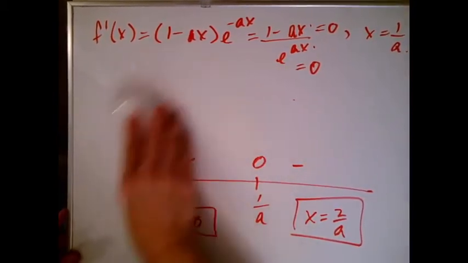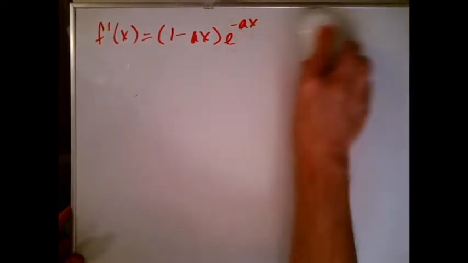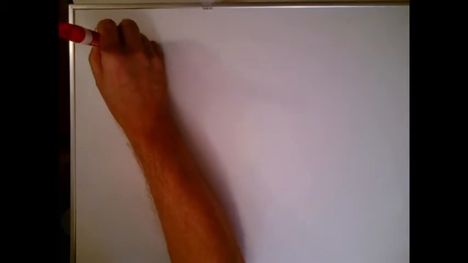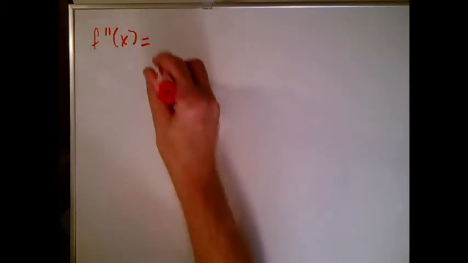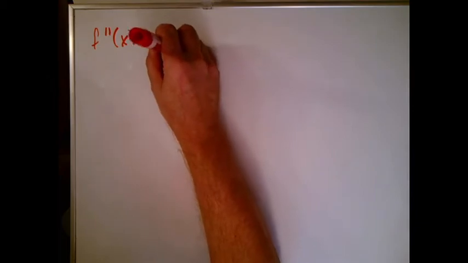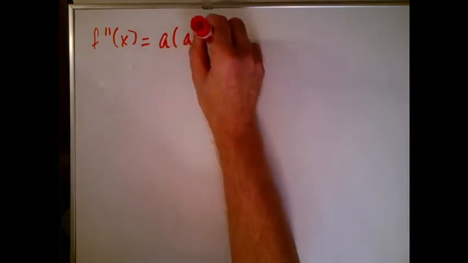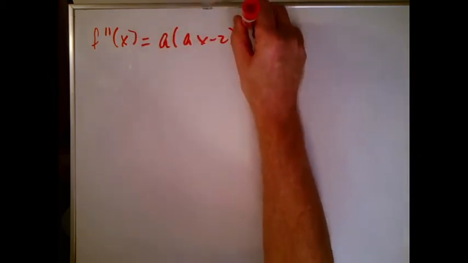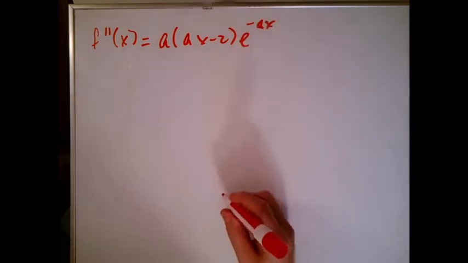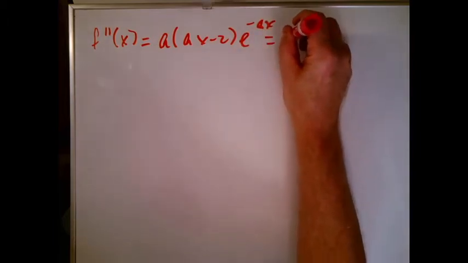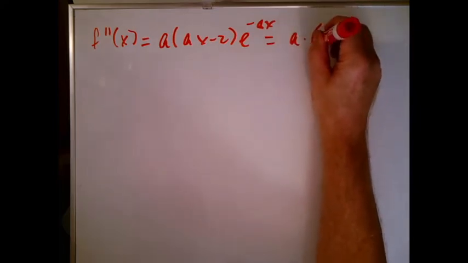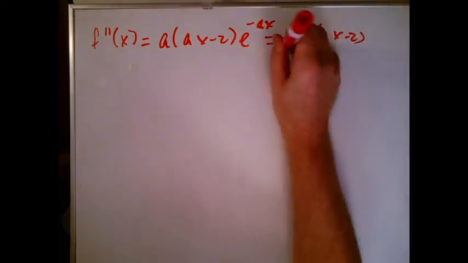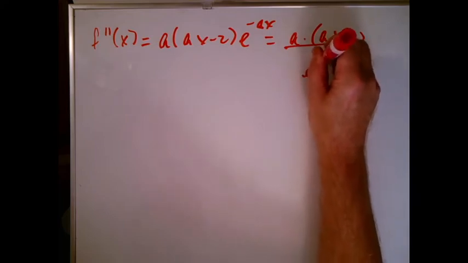We now need a sign chart for the second derivative. And fortunately we have, because we earned it, the simplified second derivative. So we're just going to write down the second derivative right here. And what was it? I think it was a times (ax minus 2) times e to the minus ax. And as we did before, I want to write that as a fraction. The a stays on top. The ax minus 2 stays on top. The e to the ax goes to the bottom.